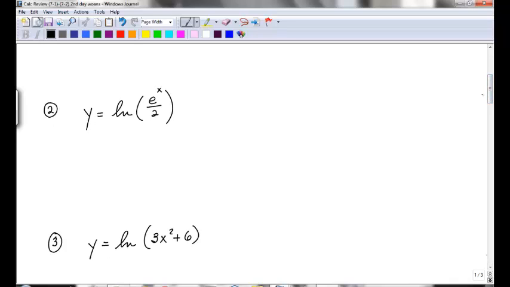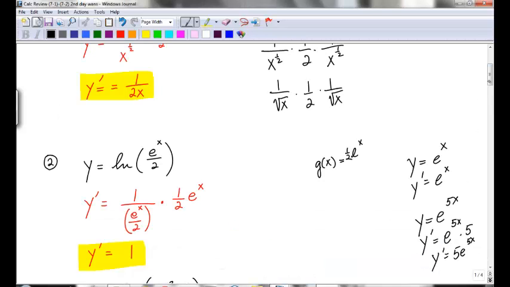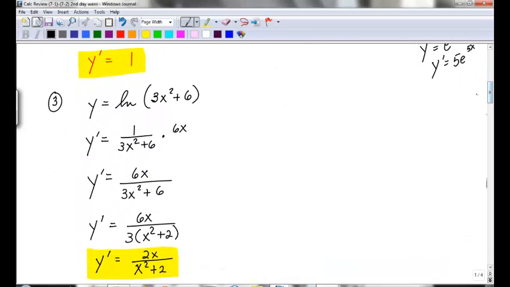Okay, y equals the natural log of the quantity 3x squared plus 6. Still using that same formula on your card. Same idea. It's 1 over that quantity, and then it's times the derivative of that quantity. So derivative of that would be 6x and then plus 0. Put the 6x on top. Factor out a 3. They should get all the way down to 2x over the quantity x squared plus 2. Okay with that one?